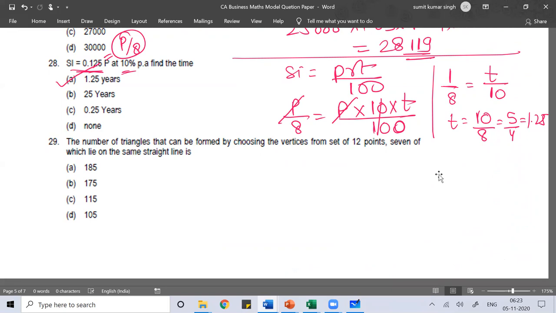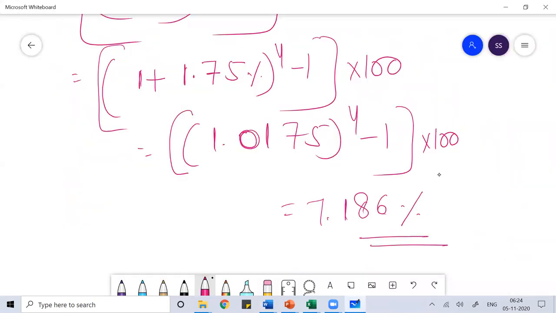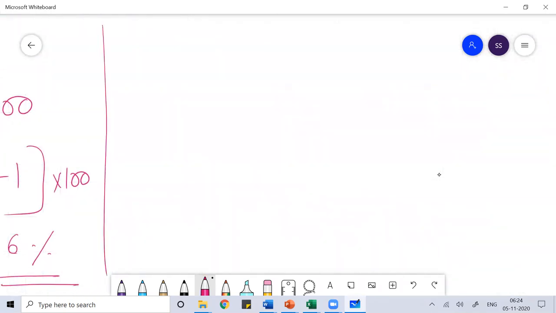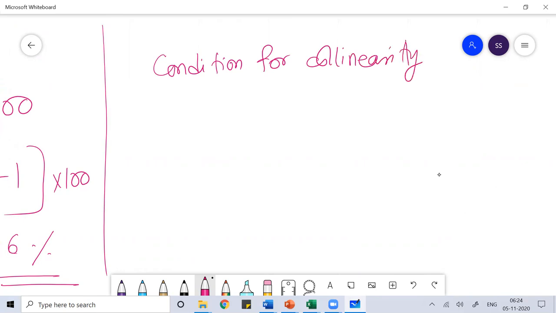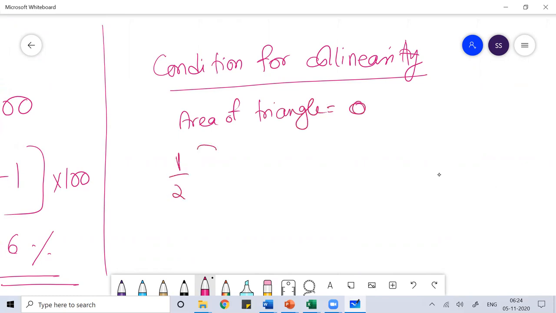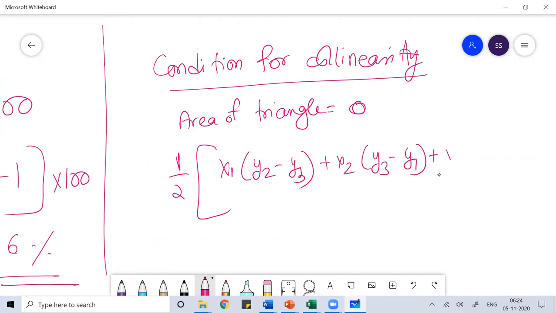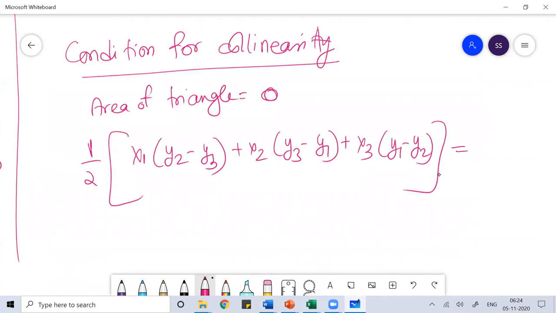If all the points are collinear, I hope you remember the basics of geometry. To test the condition for collinearity, the area of the triangle should be zero. If the area of the triangle is zero, then the points are collinear in nature. So half into x1 into y2 minus y3, plus x2 into y3 minus y1, plus x3 into y1 minus y2. Then the area of the triangle should be equal to zero.